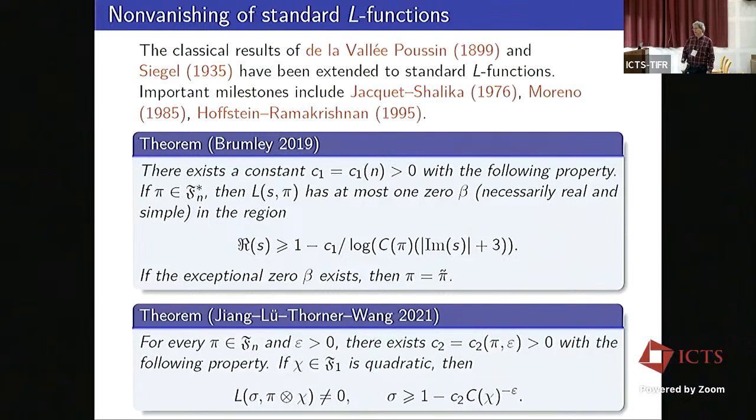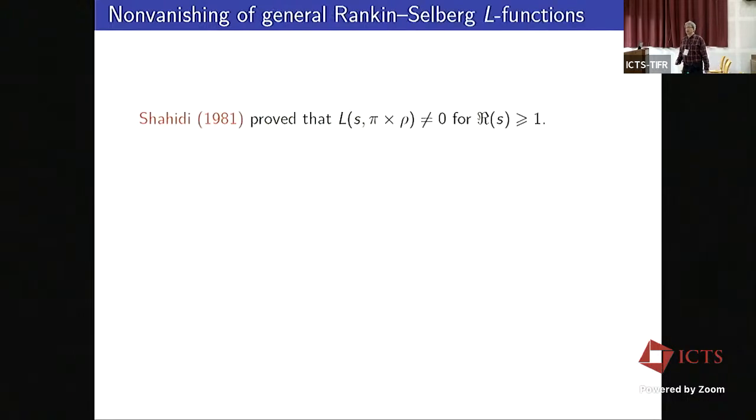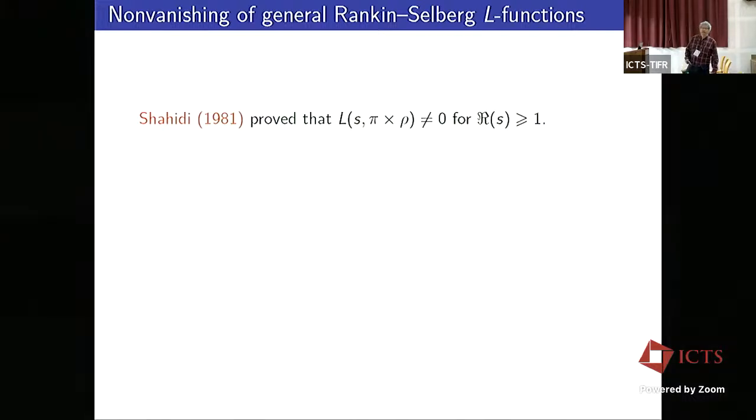And also here is a result that is actually now a special case of the more general result I'm going to talk about today. This is a generalization of Siegel's theorem for quadratic twists of standard L functions. But anyways, let me not spend time on that because I will show you a more general result. Now, for general Rankin-Selberg L functions, the first non-vanishing result was proved by Shahidi. The L function doesn't vanish on the one line and to the right of the one line.